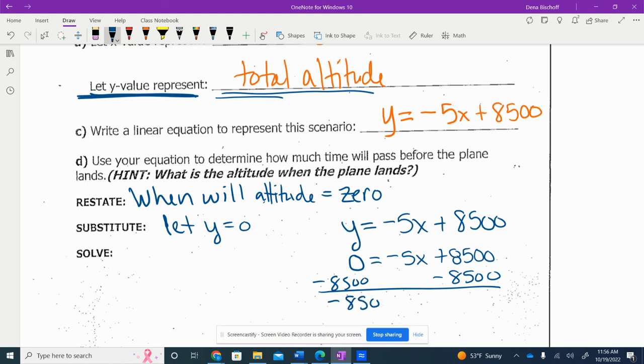So negative 8,500 equals negative 5x. Now I'm going to divide both sides by a negative 5. So someone take 8,500 and divide it by 5 because I know that a negative times a negative is a positive. And what do I find out? That x equals what? 1,700.